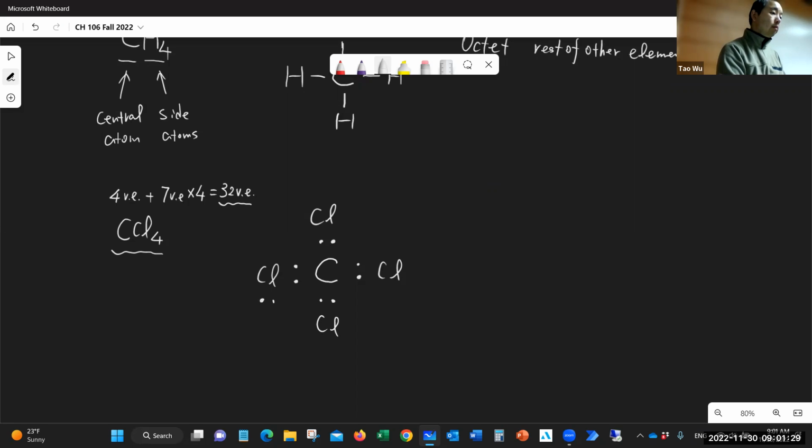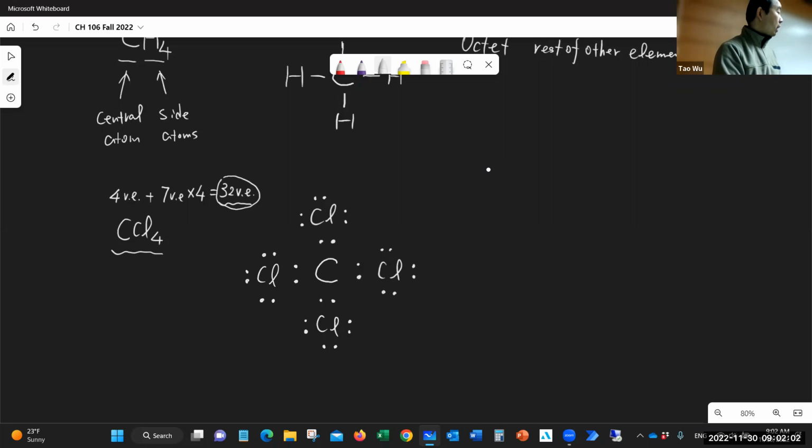So now 10, 12, 14, 16, 18, 20, 22, 24, 26, 28, 30, and 32. Now we assign the 32, right? Because this molecule needs 32, so we shouldn't assign more than 32 here. So 32 dots, we already assigned.